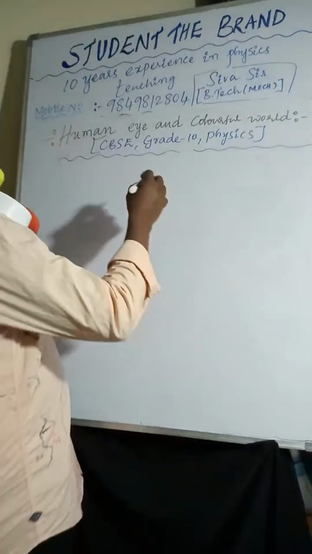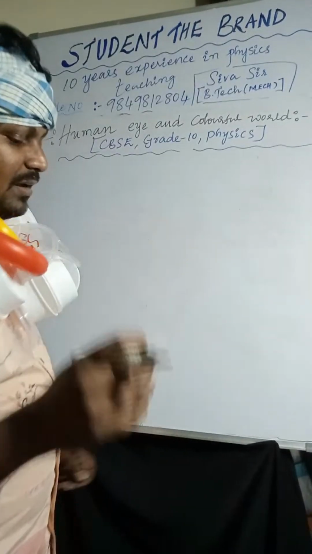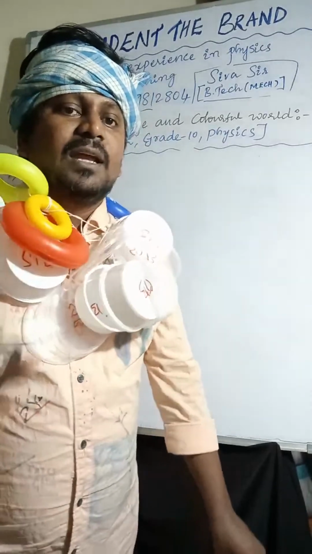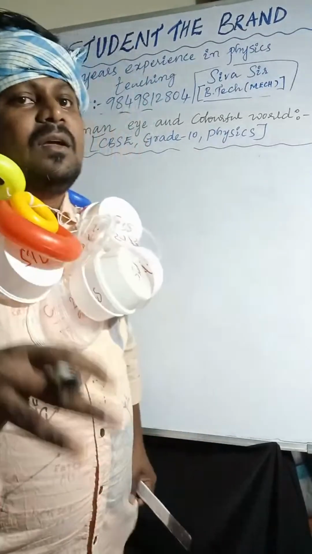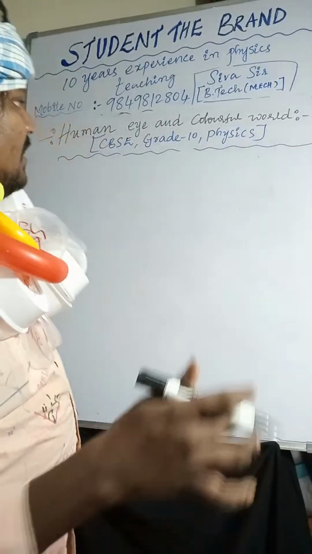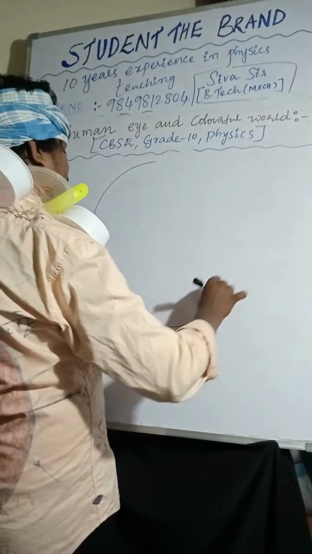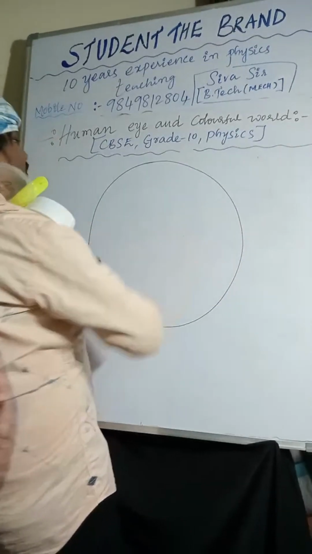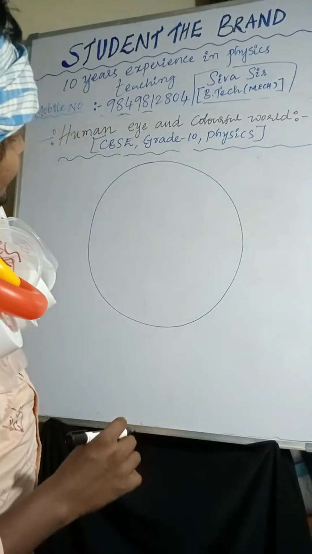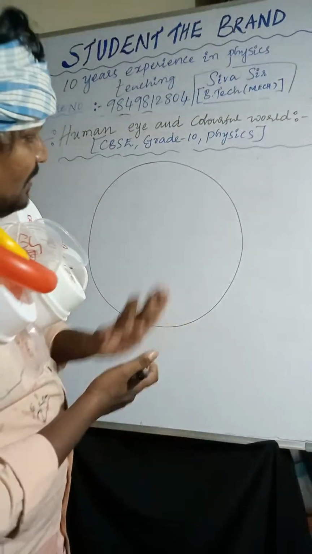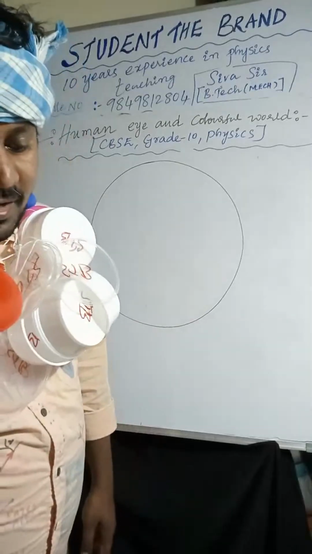Now I am drawing the diagram. How to draw the diagram? Just draw a circle, like this. First step.